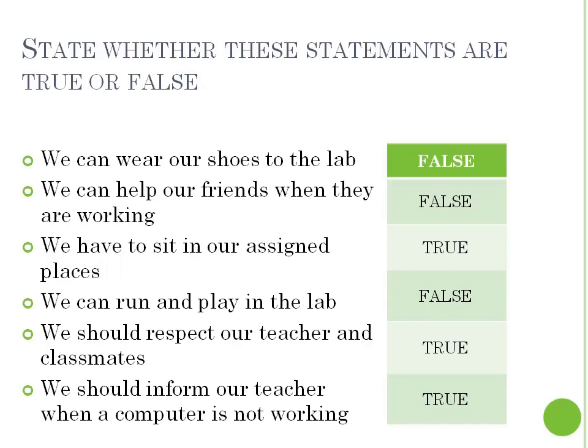The third one. Yes, it is true. We should sit in our assigned place. And the fourth one says, we can play and run in the lab. Can we now? Of course not. It is not a playground. It is a class and we should sit and behave ourselves in the lab. So it is false. The fifth one. Of course, it is true. We should respect our teachers and classmates. And the last one is also true. We should inform our teacher when a computer is not working.